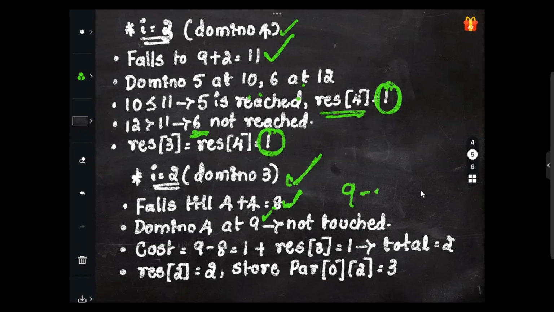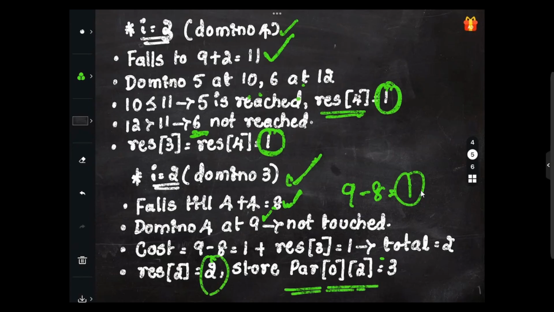So 9 minus 8, we have to go with 1. We need one extra unit here. So result of 3 is 1. The total is this one, result of 3, plus this one, result of 2. Result of 3 we got 1, and result of 2 also we got 1. 1 plus 1 will lead to 2 basically. Result of 2 is 2.